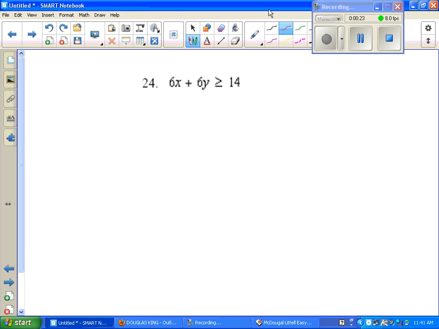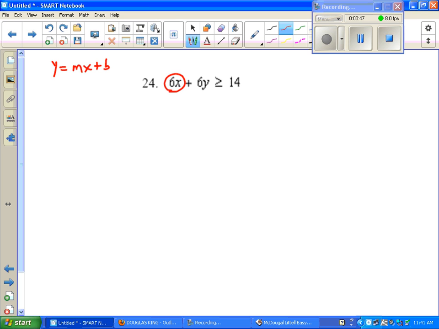This is part 5. We want to graph this inequality: 6x plus 6y is greater than or equal to 14. You need to convert this to a form of an equation that you're comfortable graphing. Again, if you like using intercepts to graph, you can use standard form to graph it, but most of us would rather convert something into slope-intercept form, y equals mx plus b. So in order to do that, you want to get the y term by itself.